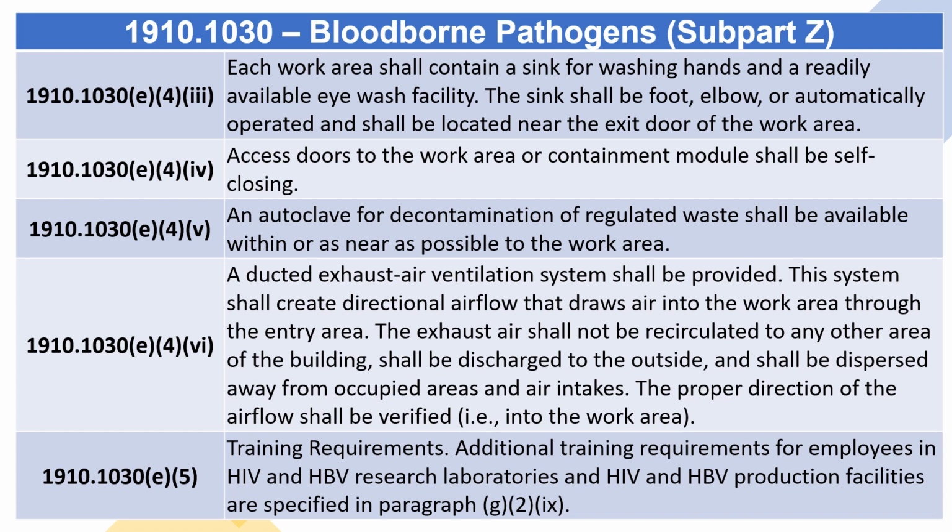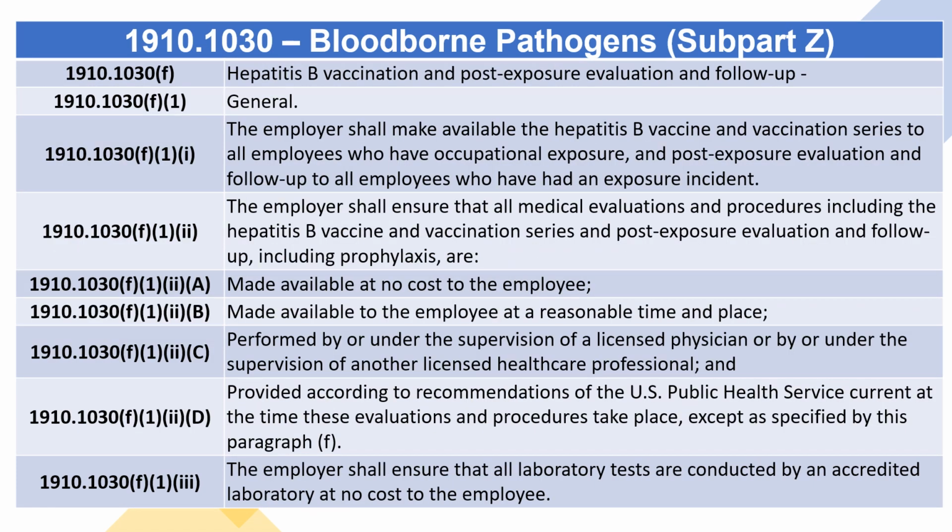1910.1030(e)(5) Training requirements. Additional training requirements for employees in HIV and HBV research laboratories and HIV and HBV production facilities are specified in paragraph (g)(2)(ix). 1910.1030(f) Hepatitis B vaccination and post-exposure evaluation and follow-up. 1910.1030(f)(1) General.